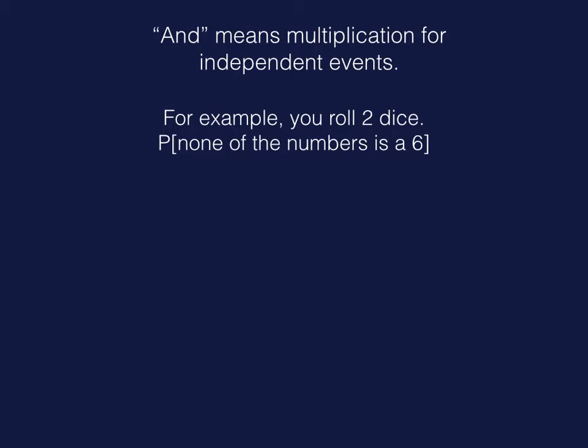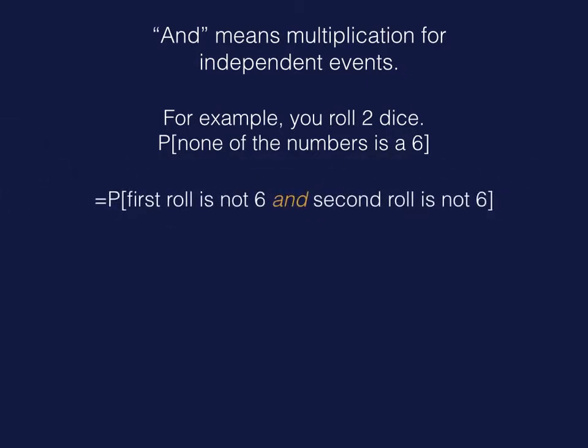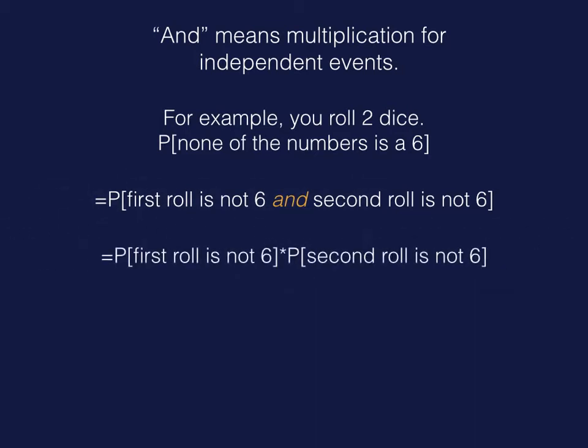Okay, so if you roll 2 dice, find the probability that none of them is a 6. Well, if none of them is a 6, that means the first roll is not a 6 and the second roll is not a 6. So that's how you incorporate the word and into the probability statement. And that means I can just multiply the two probabilities together. It's going to be 5/6 times 5/6, not a 6 times not a 6. And the answer is 25 out of 36. So the first one is not a 6 and the second one is not a 6.